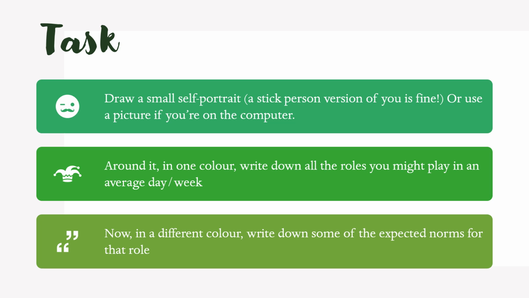And then in a different colour, can you just jot down for each one what are some of the expected norms for that role? Just 1 or 2 norms per thing would be great. So it could be, in an average day, you're going to be a student. What are you expected to do as a student? What are the norms for being a student? So pause here and have a go at that task.